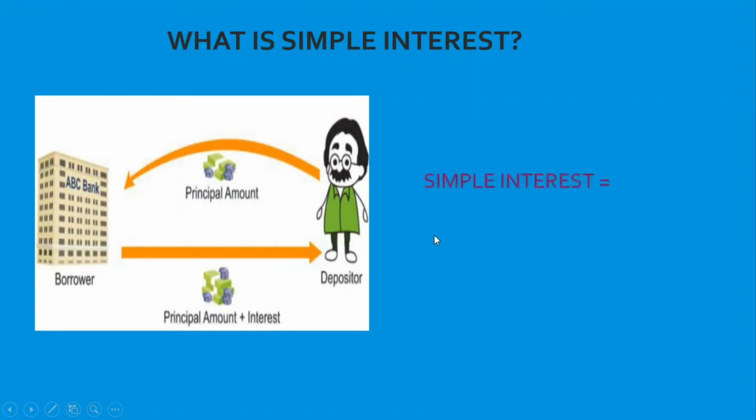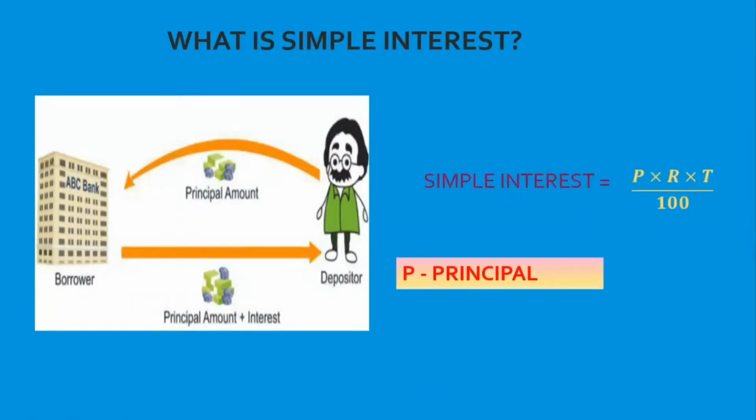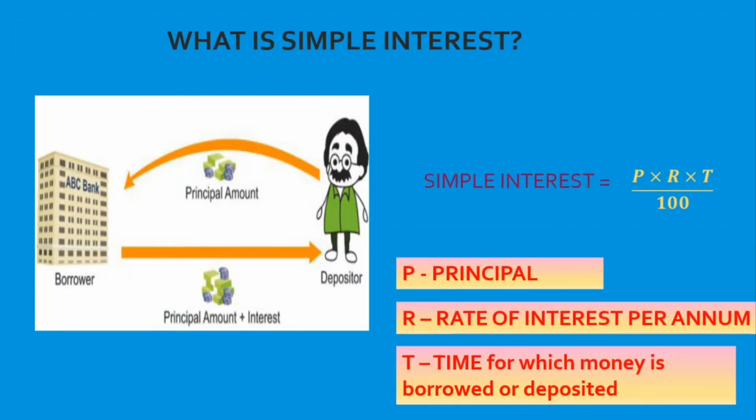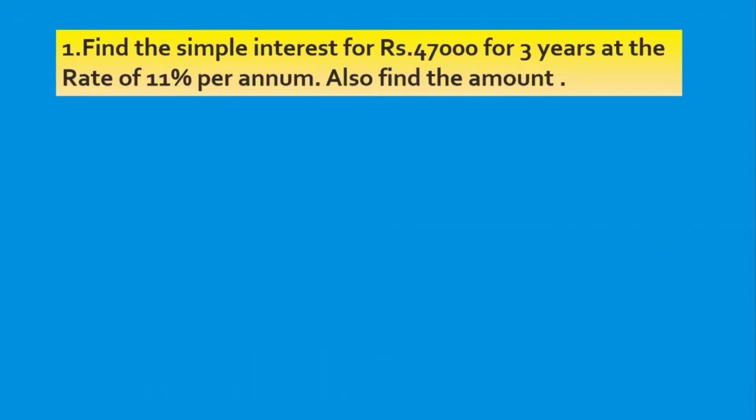So simple interest is calculated by the formula P into R into T by 100, where P stands for principal, that is the amount which we borrow or which we deposit. R stands for rate of interest per annum, and T stands for time for which the money is borrowed or deposited. So let's start solving some questions, children.